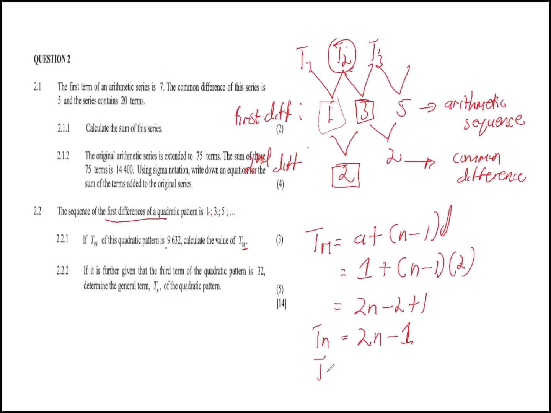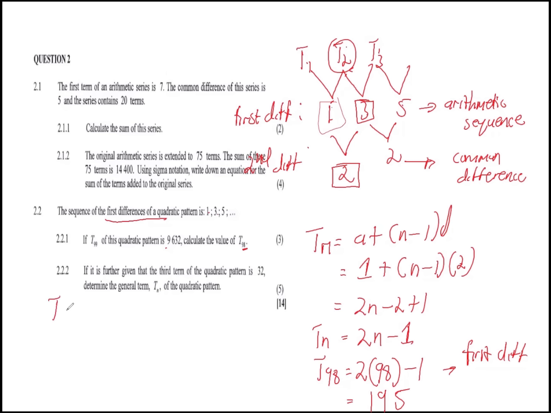So let's see, T98 will be equal to 2 multiplied by 98 minus 1. Like that, 2 multiplied by 98 minus 1 will give us 195, right? Remember, this is the T98 from the first difference. What we are trying to calculate is T98 from the quadratic pattern. So this is what we're going to do.